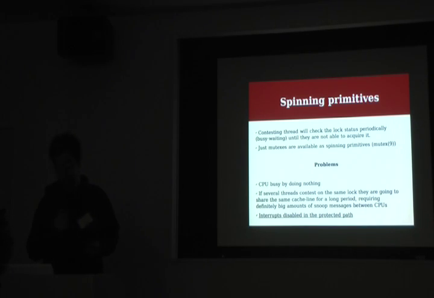Spinning primitives, as I told you, allow the contending thread to check the status of the lock periodically, and they just do busy waiting around the locking variable. As a spinning primitive, FreeBSD just offers the mutex. What are the problems linked with this class of locks? Mainly, the CPU remains busy without doing anything useful. It happens that if several threads contest a lock, they share the same cache line where the lock is.